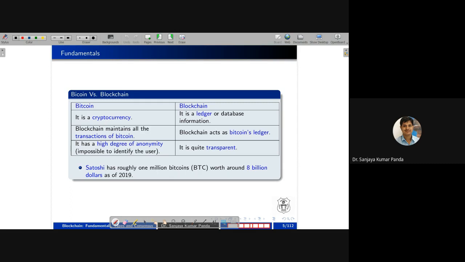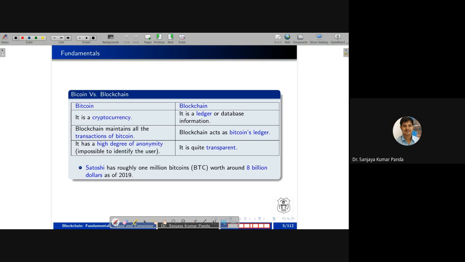And in Bitcoin's case, it has a high degree of anonymity. That means it is very difficult to identify the user. The identity of the user is not revealed. Like I mentioned, Satoshi Nakamoto's identity has not been revealed till date, even after 15 years. And blockchain is quite transparent because the same information is available with multiple nodes. So it is completely transparent because if you modify something, it does not impact others. Rather, they can identify that you have modified it or that you have made a particular request to modify.